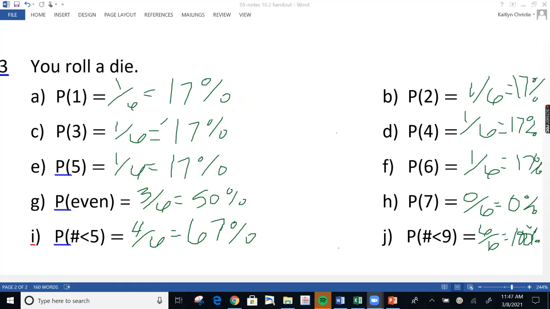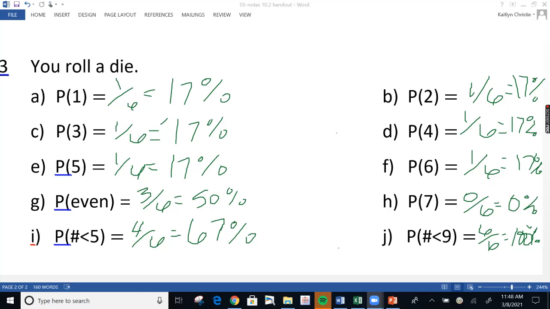Hopefully that didn't take you too long because there were a lot of repeats. So for the numbers 1 through 6, or A through F, you should have gotten 1/6 or 17%, because we're looking at one side of the die for each one of those. Even, there's going to be 3 even numbers. Those are 2, 4, and 6. So there's 3 favorable outcomes over 6 possible outcomes. That's going to be a 50% chance. The probability of rolling a 7 is a 0% chance because there's not a 7 on the die. So it's going to be a 0% chance.